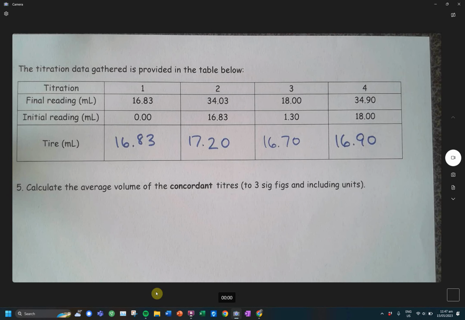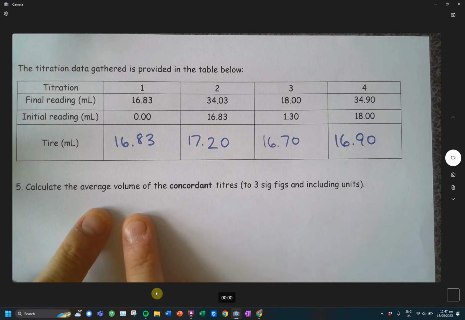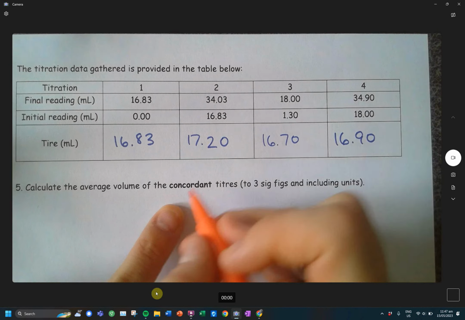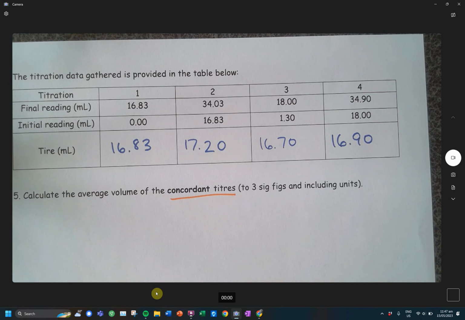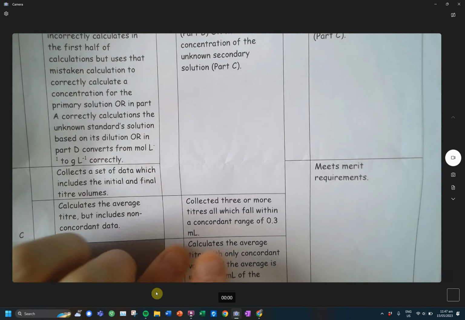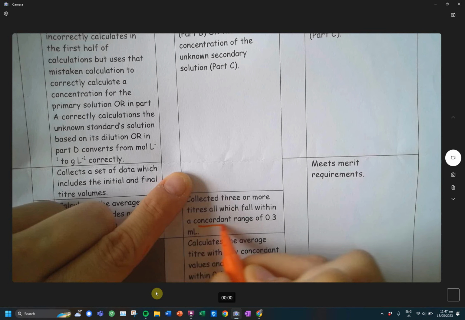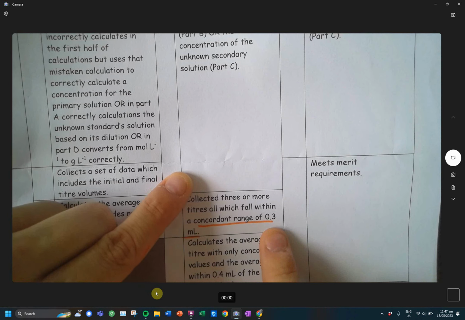Right, what you will see that is something new on here is that they want you to calculate the average using concordant titrates. So concordant is a new word that you guys are looking for. It's basically looking for things that are within a good range. So if we're looking at the marking schedule and we're looking for what I'm saying with concordant data, I want a concordant range of 0.3.